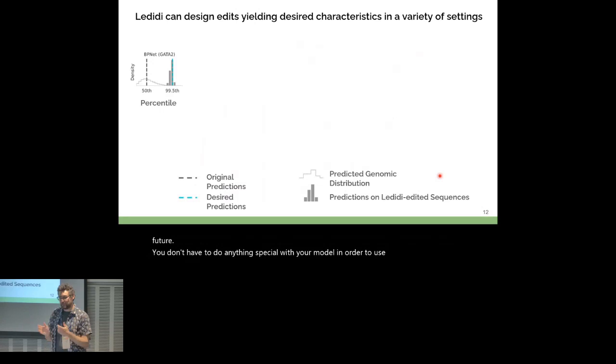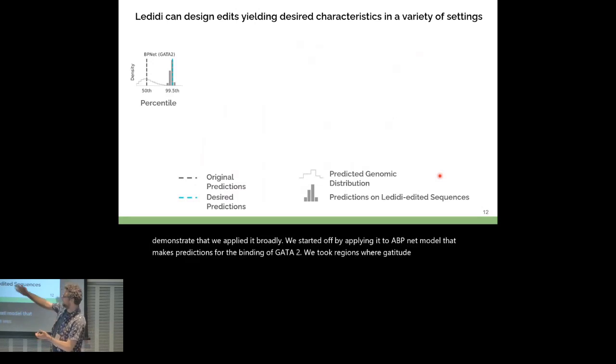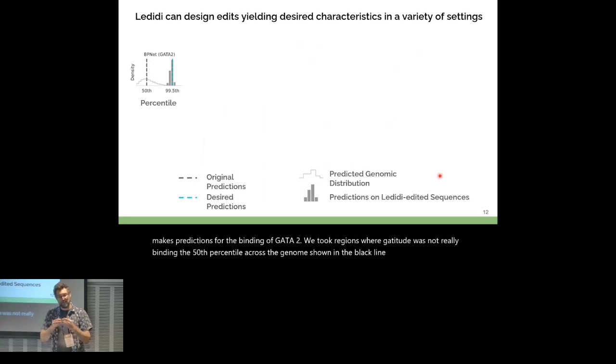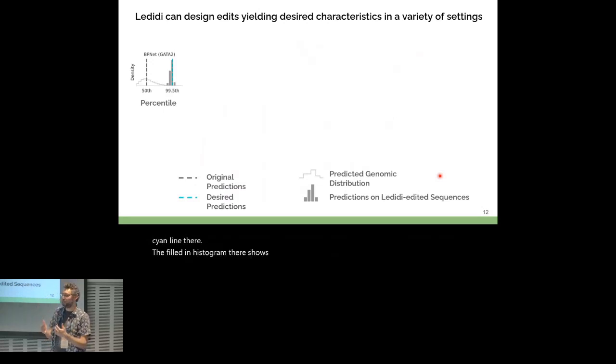You don't have to do anything special with your model in order to use it. And so in order to demonstrate that, we applied it broadly. We started off by applying it to a BPNet model that makes predictions for the binding of GATA2. We took regions where GATA2 was not really binding, the 50th percentile across the genome, shown in the black line there, and we wanted to edit these sequences to exhibit strong binding, 99.5th percentile signal, shown by the cyan line there.